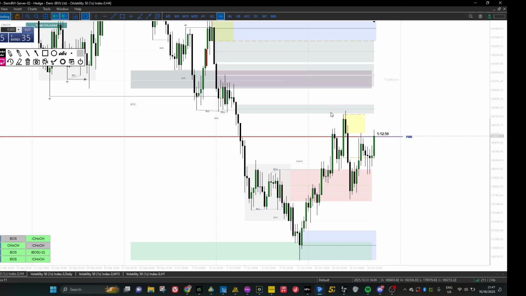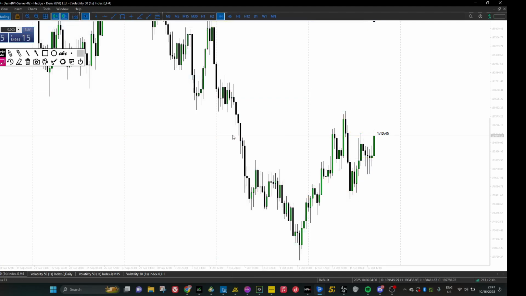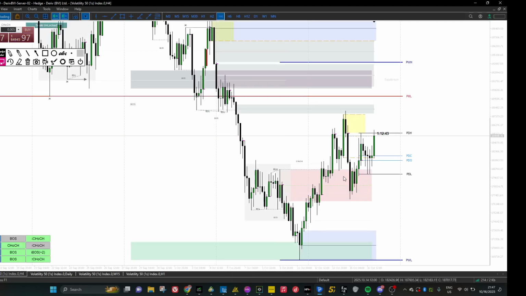On the 4-hour time frame, this is what we look like. We tested this breaker block, and so we came down, tested it several times today, and on the open of the market we traded back to the upside. So that is what I'm seeing currently on this pair, and decent price action.